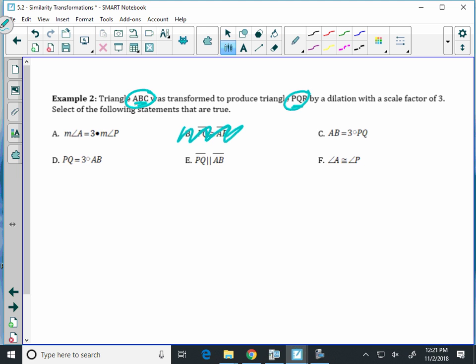Well, which one of these is stating that you took part of triangle ABC and multiplied it by 3? This one's talking about multiplying by 3. This one's talking about multiplying by 3. But which one's multiplying triangle ABC by 3? It says it took side AB and they multiplied it by 3 to get PQ. That's true. We multiplied a part of triangle ABC and it gave us that corresponding part of triangle PQR. Is C true? Did we multiply triangle PQR? We didn't multiply triangle PQR. That can't be an answer.